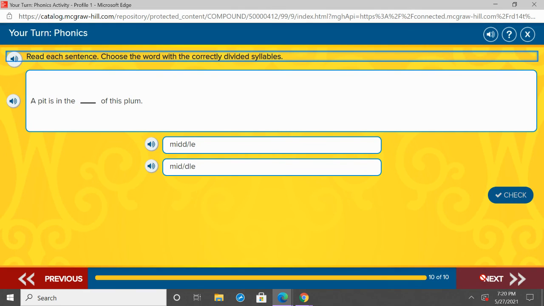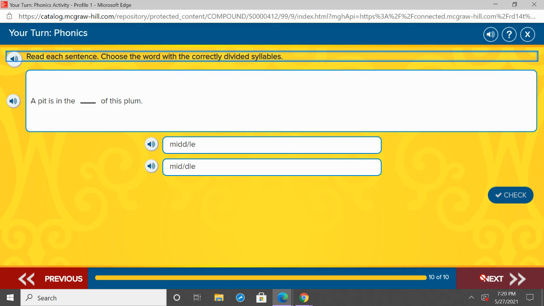Great. The last one that we are going to work on says: a pit is in the middle of this plum. So we have that L-E. We need to break middle up into syllables. We need to have that consonant L-E.